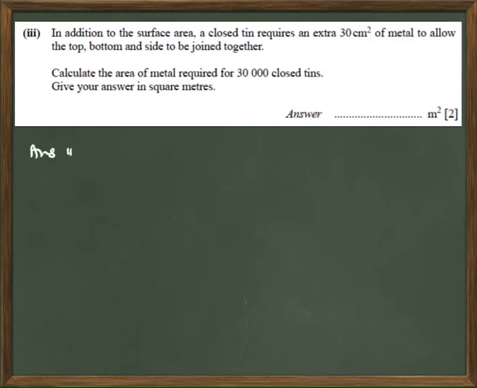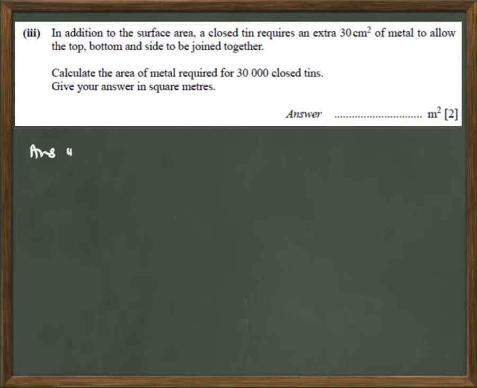Now, the third part of this question. In addition to the surface area, a closed tin requires an extra 30 centimeter cube of metal to allow the top and bottom and side to be joined together by welding. Calculate the area of metal required for 30,000 closed tins. So it's a simple arithmetic based calculation.